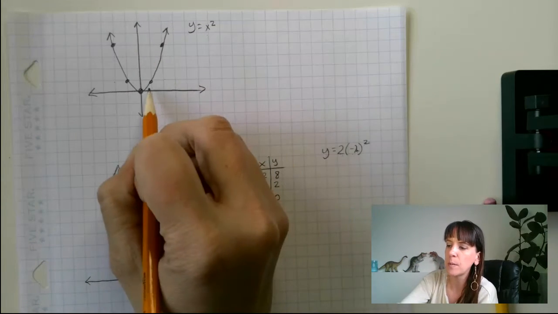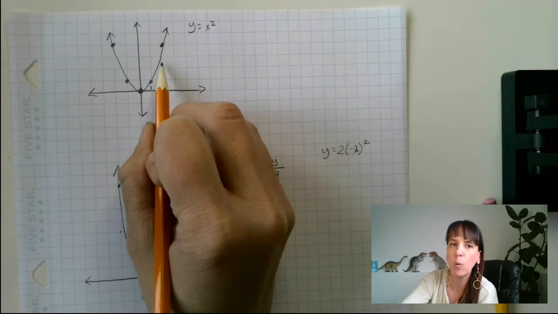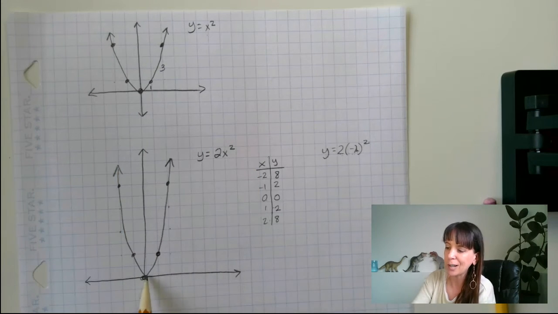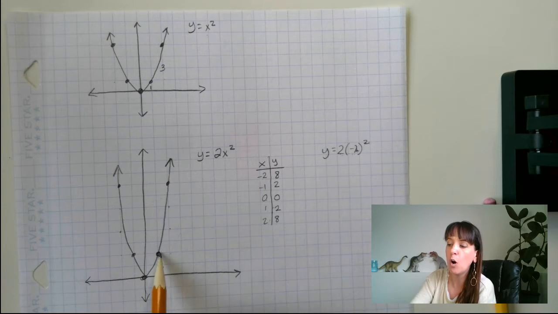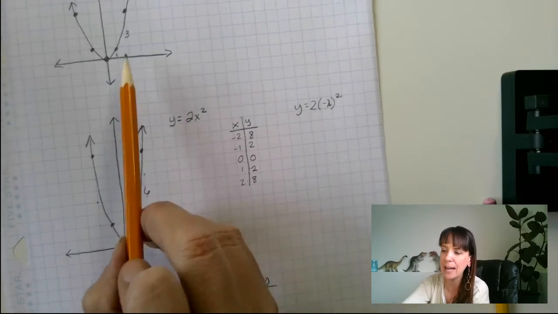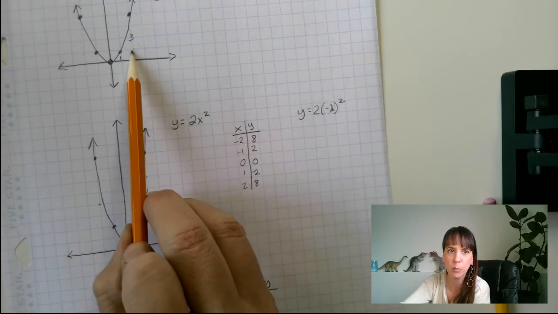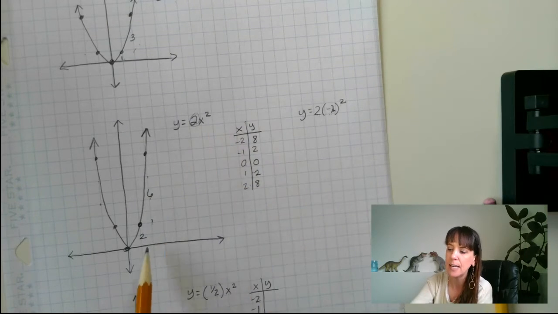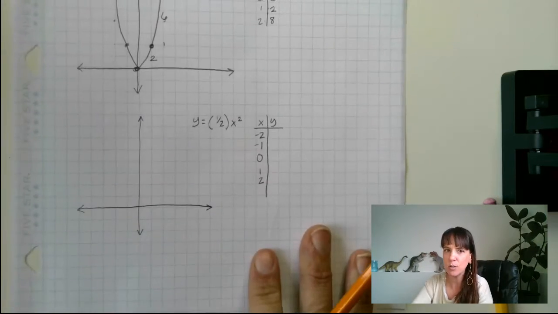Let's take a look at these patterns. Remember, it was over 1, up 1, over 1, up 3. Take a look over here. Over 1, up 2, over 1, up 6. We just take our pattern that we had, over 1, up 1, the 1 and the 3, and we multiply it by whatever our A is. And we get 2 and 6. So let's try that with this guy here.